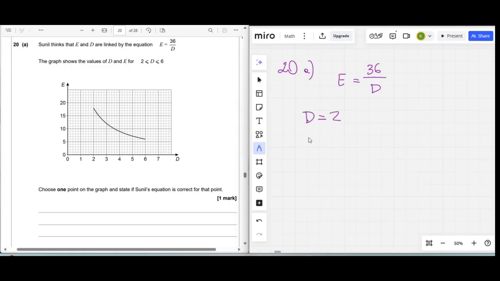If D is 2, E is 15. 1, 2, 3, 4, 5. 1, 2, 3. 18. Okay? And now let's substitute into our equation. E, 18, should be 36 divided by D being 2. Yeah, 18 is 18. Left equals right. The equation is correct.